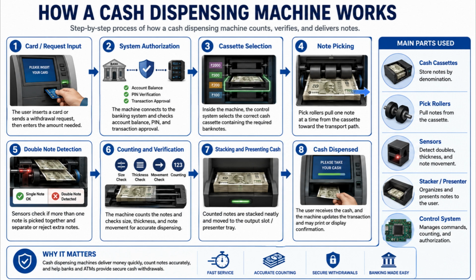Next, the machine connects with the banking system for authorization. At this stage, it checks the account balance, verifies the PIN, and confirms whether the transaction is approved or not.